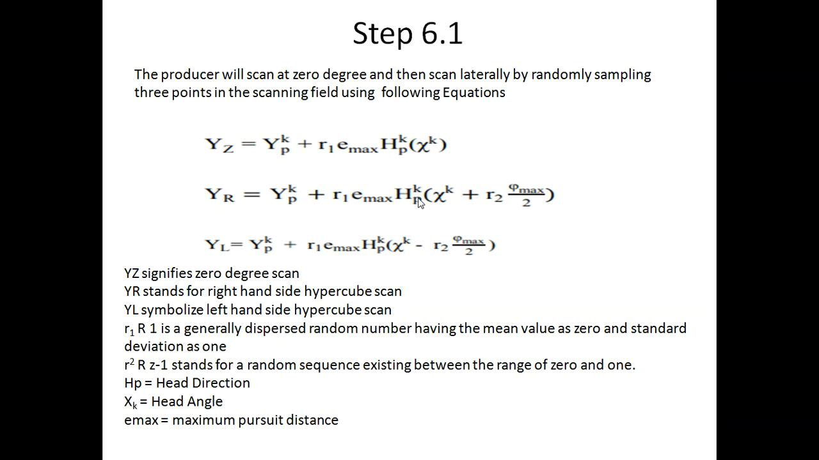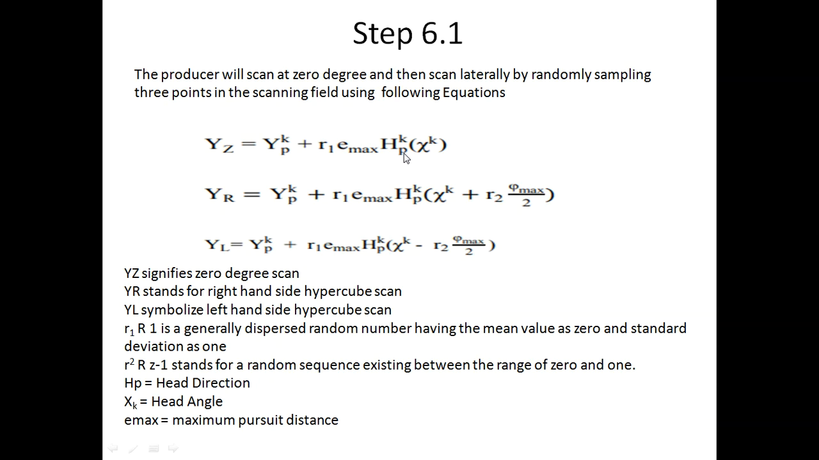It will scan towards the right-hand side. That will be called the right-hand side hypercube scan, and we are representing it with YR. YL symbolizes the left-hand side hypercube scan, and YZ signifies the 0 degree scan. This is the formula for that. YPK is the producer's current position plus R1, a random value whose mean is 0 and standard deviation is 1. Emax is the maximum pursuit distance.